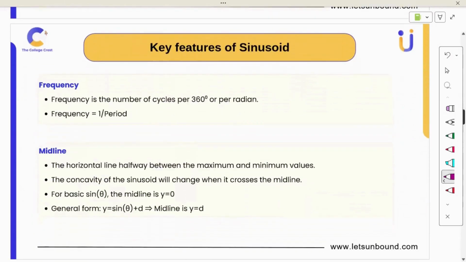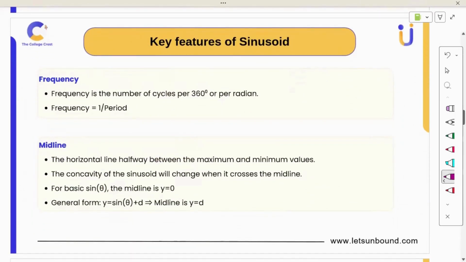Moving to the next, frequency. Frequency and period are reciprocals of each other. Frequency is the number of cycles per 360 degrees or per 2 pi radians. For one complete rotation, per 360 degrees, our sine will complete one cycle. But if I apply some manipulation, before reaching 360 degrees it might complete one pattern, two patterns also. So if it completes 2 cycles, that is the frequency. It is 1 divided by the period. The reciprocal of the period is the frequency.